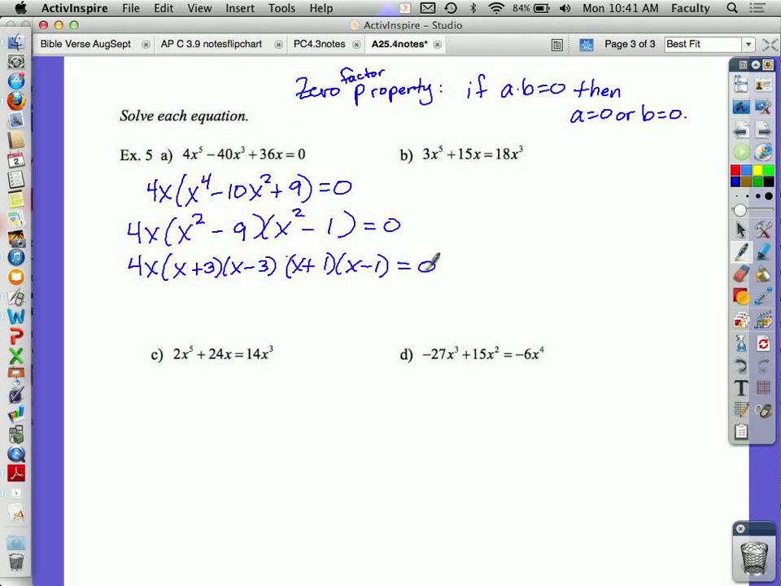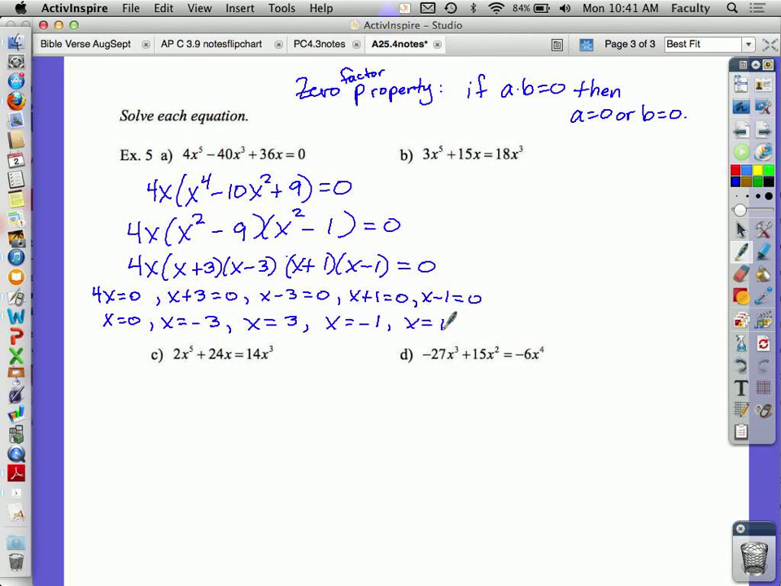And then according to the zero factor property, this means 4x is 0, x plus 3 is 0, x minus 3 is 0, x plus 1 is 0, and x minus 1 is 0. That's a lot. Okay? So if I divide by 4, x is still 0. I would subtract 3, add 3, subtract 1, and add 1. So I have 5 solutions here.